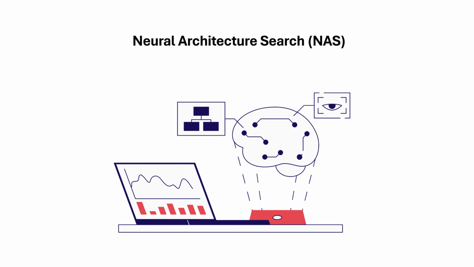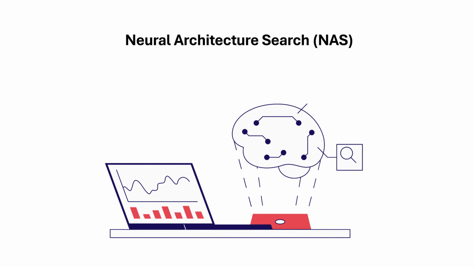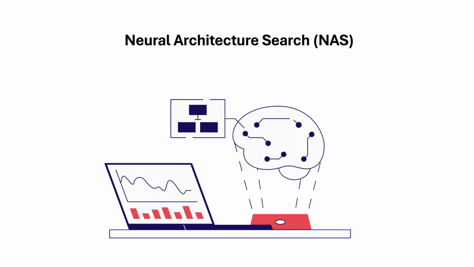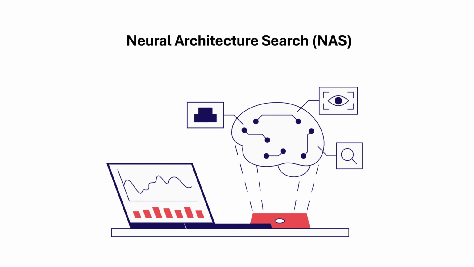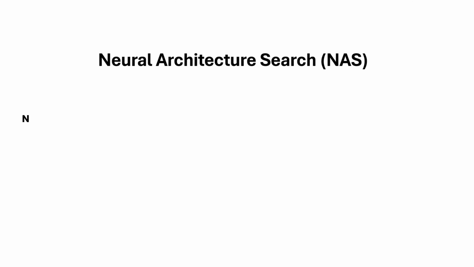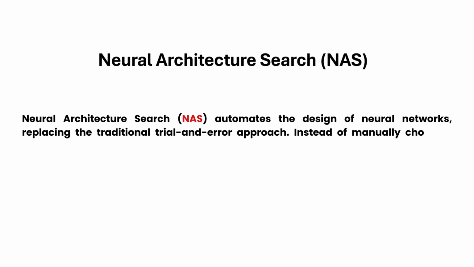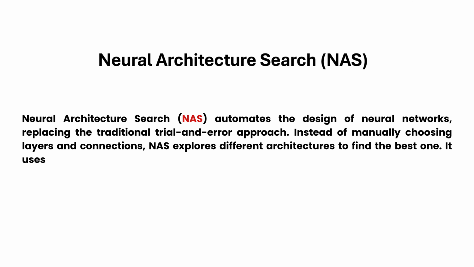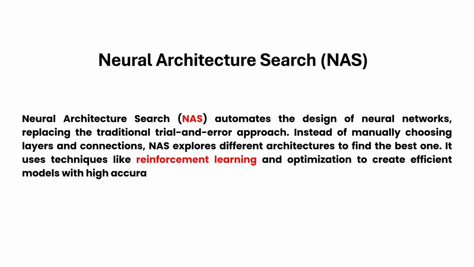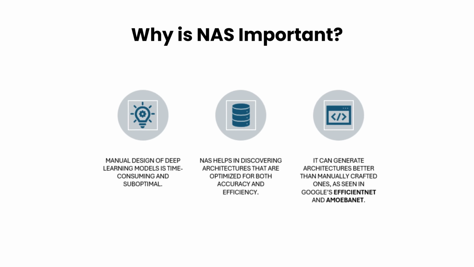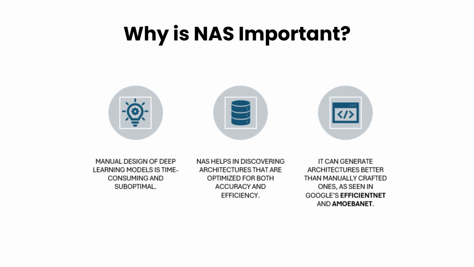Coming to the definition, Neural Architecture Search, or NAS, automates the design of neural networks, replacing the traditional trial and error approach. Instead of manually selecting layers and connections, NAS explores different architectures to find the best one. It uses different techniques like reinforcement learning and optimization to create efficient models with high accuracy, saving time and effort in AI development.